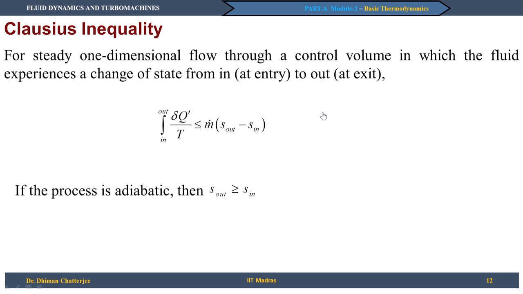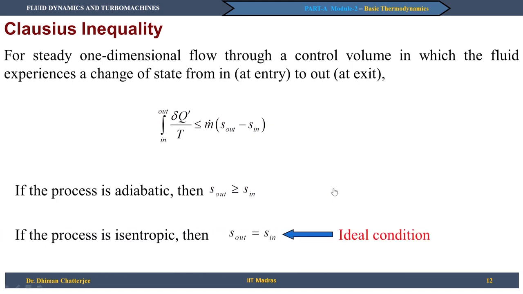If the process is adiabatic, that is, there is no heat transfer, then S out is going to be greater than or equal to S in. This inequality comes for an irreversible process. For a reversible process, that is, if we talk about a reversible adiabatic or isentropic process, then we get S out equal to S in. We will see how these processes take place and depict them on an hs or a Ts plot very soon.